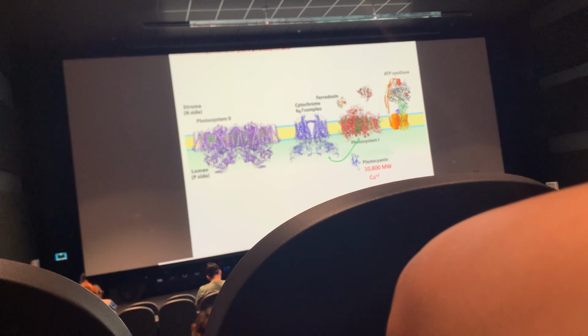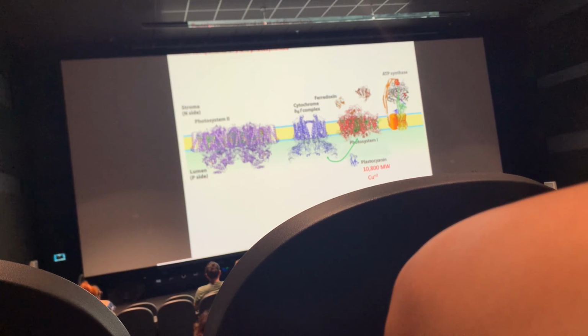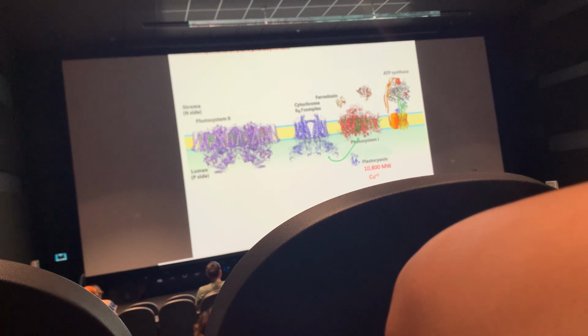It's not carrying a proton. It only carries one electron. And so it's going back and forth here between PS1 and the cytochrome B6F complex. The cytochrome B6F complex, again, is where you bring your hands together and form two caverns. That's where the Q cycle is occurring.